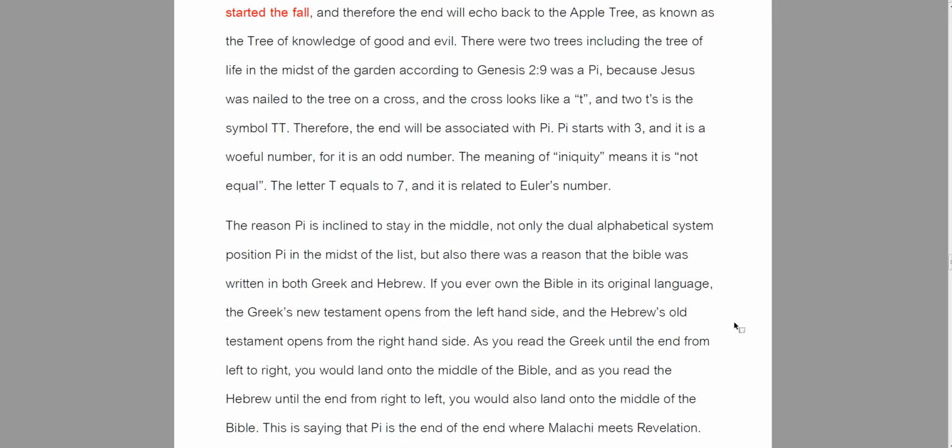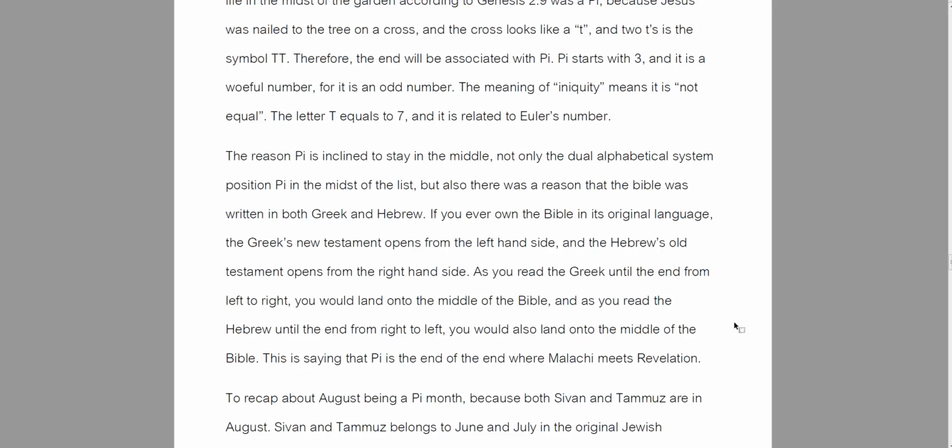If you read in the original way, the Hebrew Bible starts from the right, and the Greek starts from the left, and they all come to the middle when they read until the end. So from right to left in the Hebrew Bible, and left to right in the Greek, they all meet together, where Malachi meets Revelation at the end of the Bible's Greek and Hebrew. It's saying that pi is related to Malachi and Revelation.